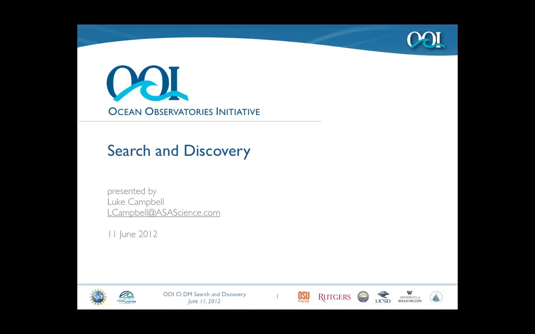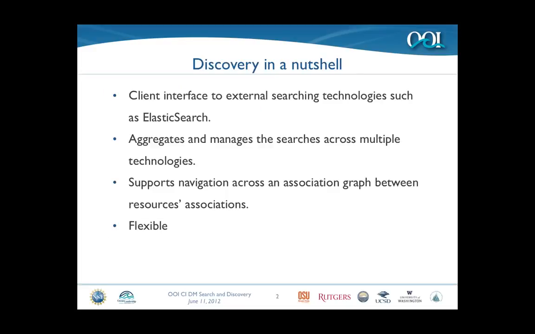Alright, so I'm just going to go over some of the stuff that we're doing over here with search and discovery. So discovery is a client, an interface to external searching technologies. Right now we're using Elasticsearch and CouchDB. Its responsibility is to aggregate and manage the search results across multiple technologies, and it supports navigation across the association graph for resources associations.